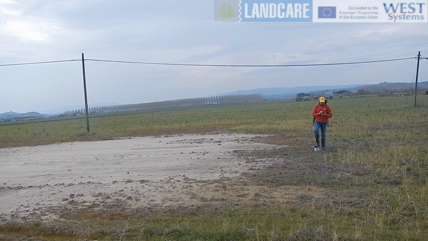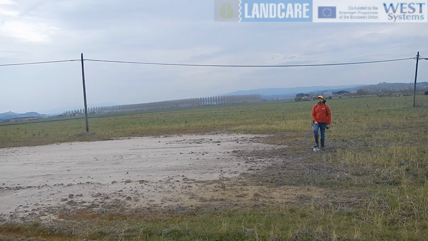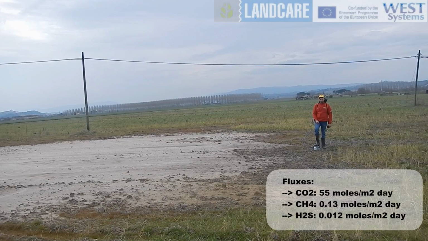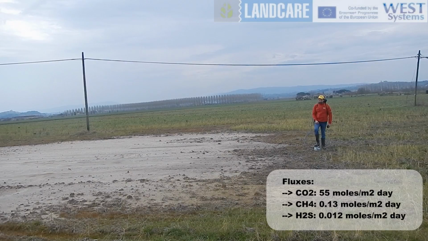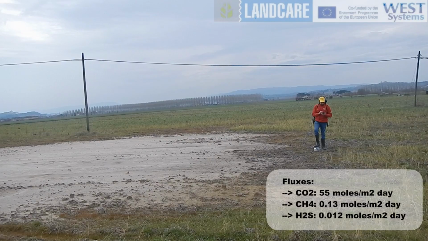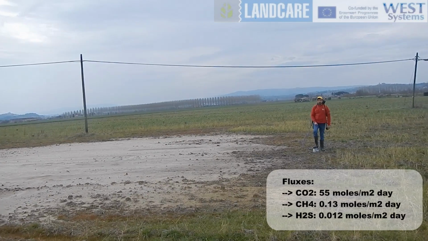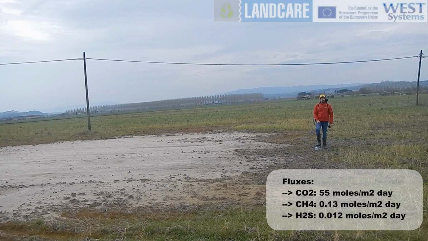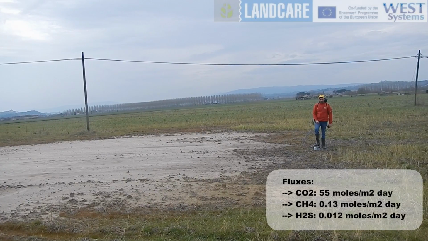Computing these concentration gradients as before, we observe that for this sampling point, we have a carbon dioxide flux of 55 moles per square meter per day, a methane flux of 0.13 moles per square meter per day, and a hydrogen sulfide flux of 0.012 moles per square meter per day. These values represent a very important anomaly.